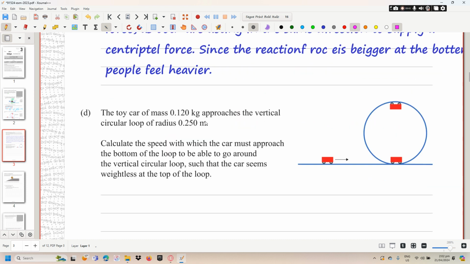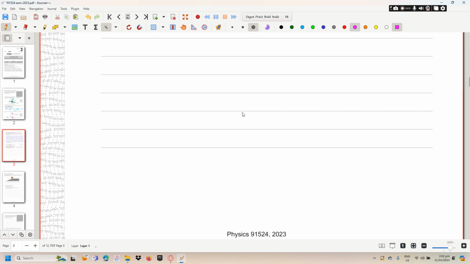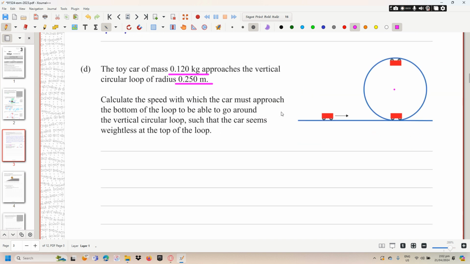The toy car of mass m approaches the vertical circular loop. This is a difficult question. It's probably one of the harder questions you'll ever see. You could almost see this turning up in a scholarship paper, although they probably wouldn't give you actual numbers. It'd just be figures like mass m and radius r.